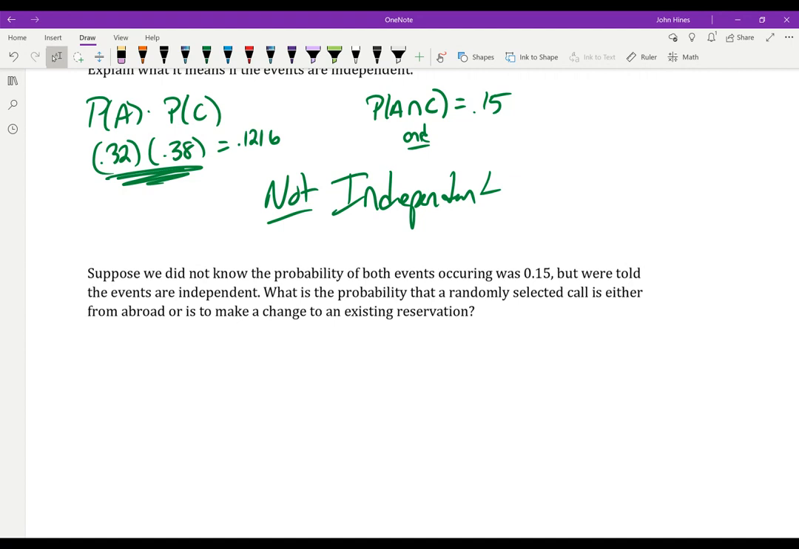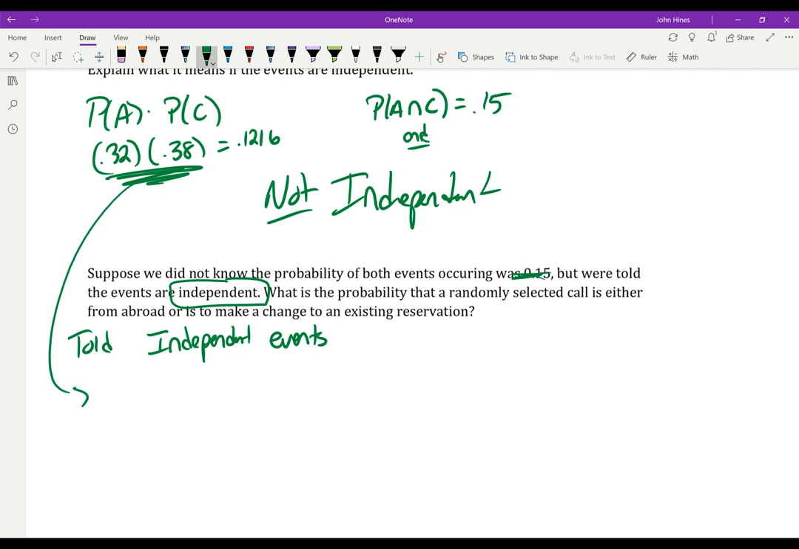So suppose we didn't know the probability of both occurring was 0.15, but we're told they were independent instead. So this time I was told independence. I was given that information of independent events. So what that means is we know our AND probability. The probability of A and C is their product, 0.1216.